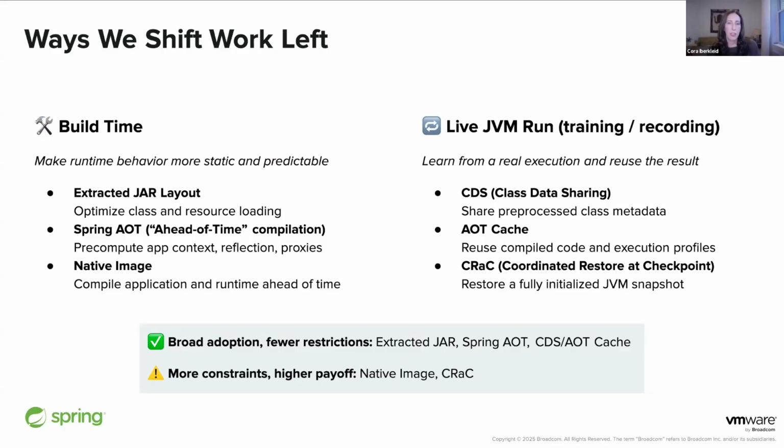So we have the extracted jar layout, the Spring AOT, and the native image under build, CDS, and its successor AOT cache, and the checkpoint coordinator story on the right-hand side under the training run. And there's generally also an alignment between what's part of Project Leyden and what's more broadly adoptable and less restrictive, and native image and CRaC, which are very effective strategies.